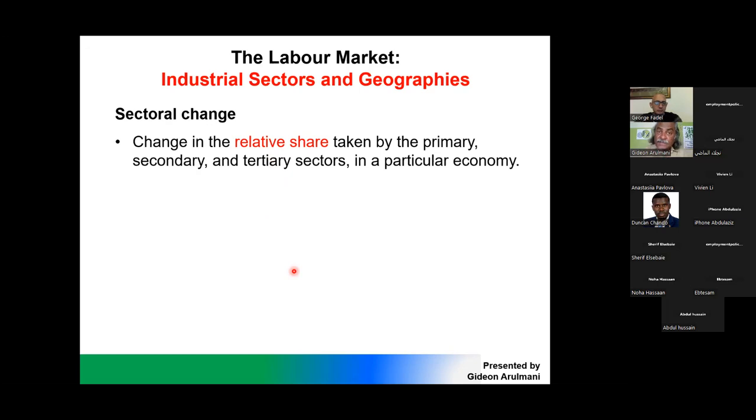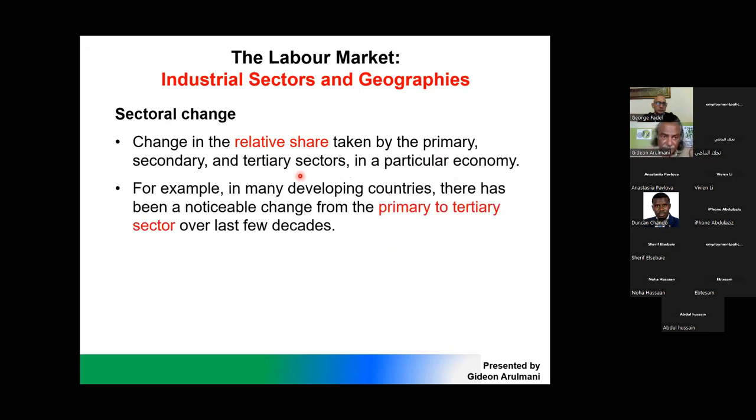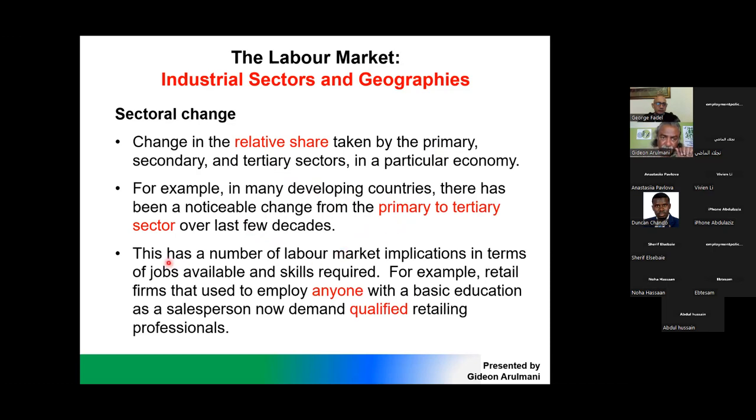So now sectoral change means what? It could be that a country that was for a long time in the primary sector is now moving. Jobs are shifting from here to here. And we are seeing this a lot in our countries. Let me explain that further. For example, in many developing countries, there has been a noticeable change from the primary to the tertiary sector over the last few decades. And I'll explain that to you.